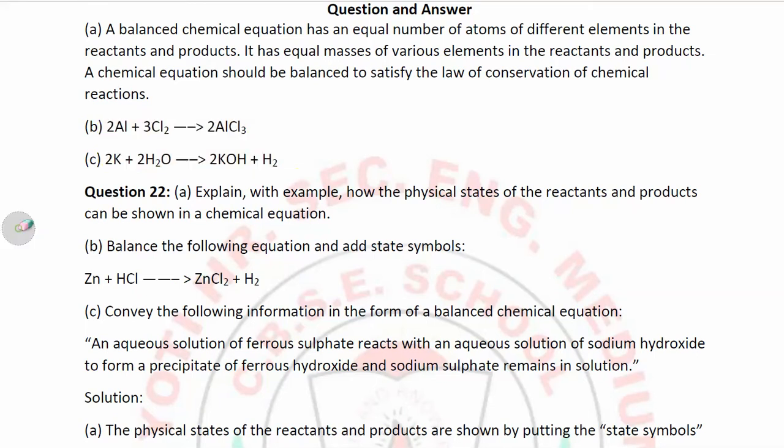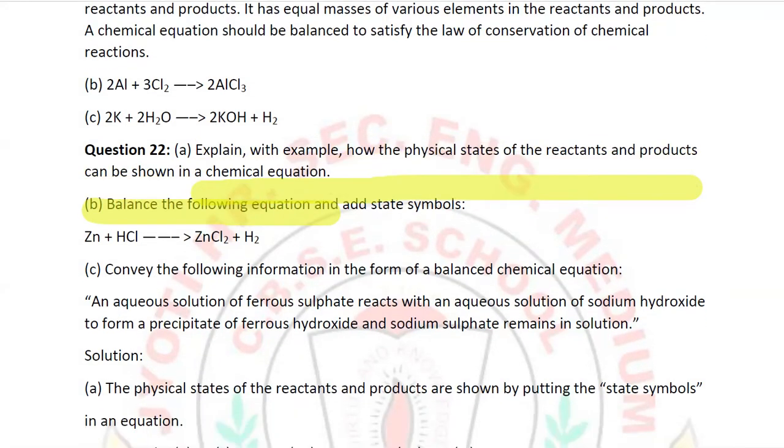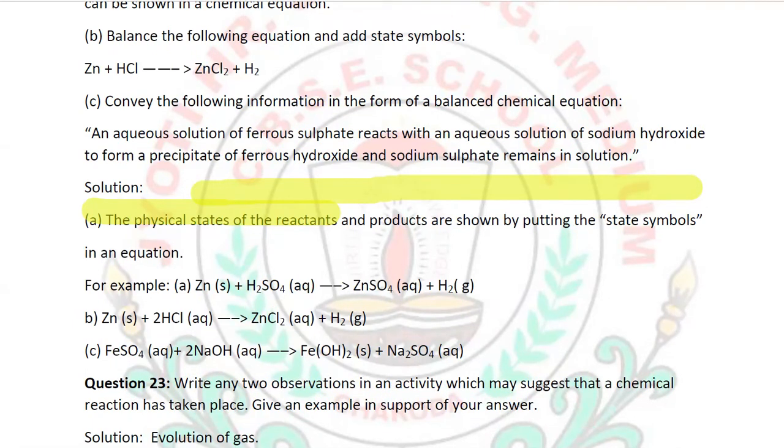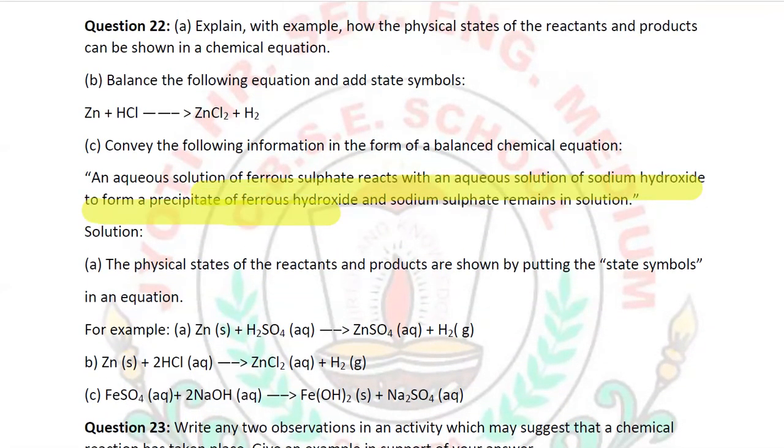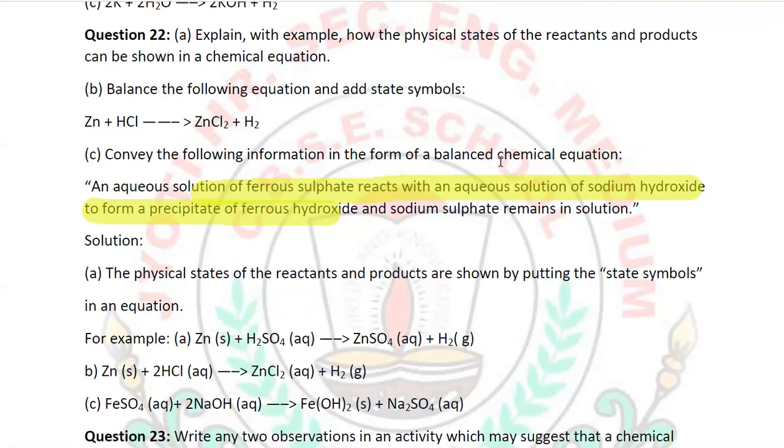Next, question number 22. Here it is asking: explain with an example how the physical states of the reactants and products can be shown in a chemical equation. Balance the given chemical equation. Convey the following information in the form of a balanced chemical equation: an aqueous solution of ferrous sulfate reacts with an aqueous solution of sodium hydroxide to form a precipitate of ferrous hydroxide, and sodium sulfate remains in solution. Okay, so we have to give the balanced chemical equation for the given reaction. Let's move further and answer this question.